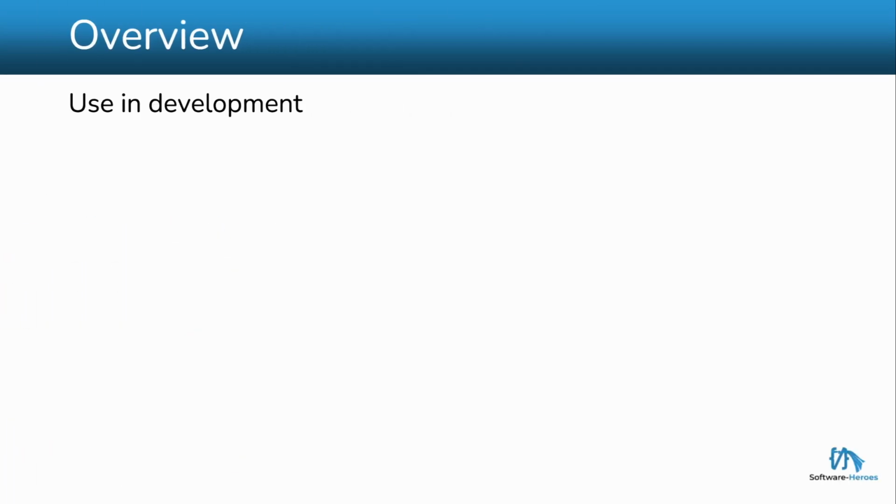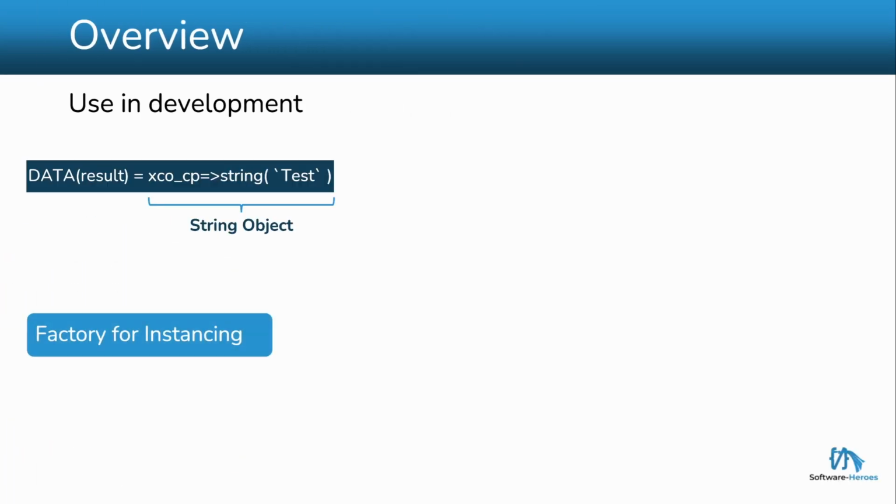How do we use the XCO libraries? Here is a first example. In this case, we create a string object using the XCO_CP class and pass our test string to the method. In this case, we receive a string object back. The various methods of the class are essentially factory methods, meaning the methods return a new object.